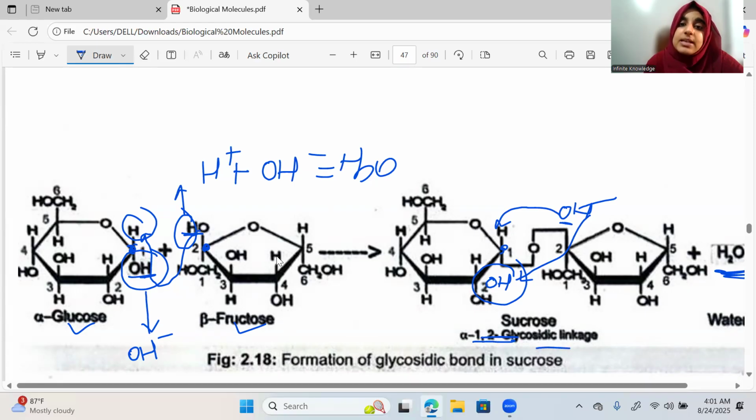Why alpha? Because the hydroxyl group which is below is removed. Okay, that is why alpha 1 comma 2. Why? Because carbon number 1 from glucose and carbon number 2 of fructose. These two do a reaction and in between these two carbons what forms? A glycosidic linkage is formed. So whenever this sort of a structure is seen in between two monosaccharides, what will you say? That this is the glycosidic linkage.